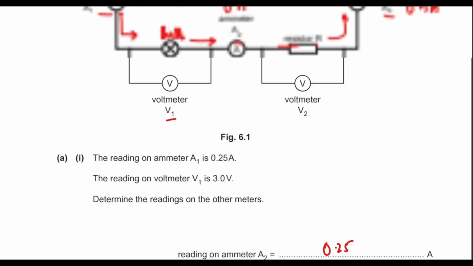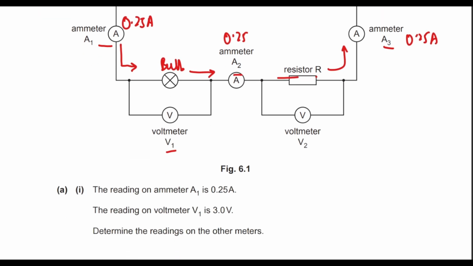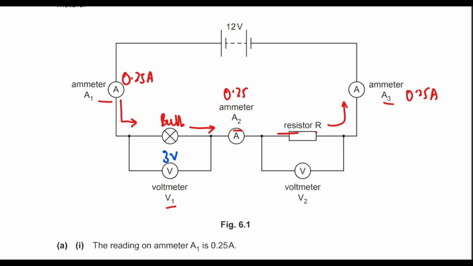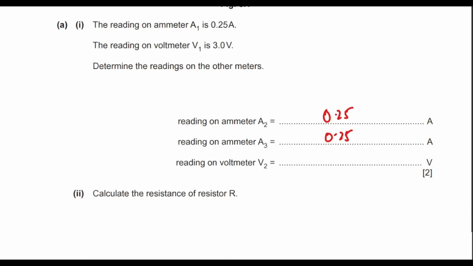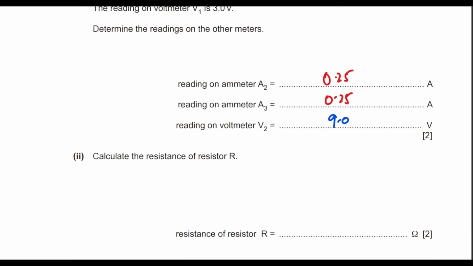Reading on V2. This is interesting. Now he says that the reading on V1 is 3 volts. Okay, fine. We understand that for a series circuit, the current remains the same throughout the circuit, but the voltage divides because voltage is energy. So 3 volts of energy has been taken by the bulb out of the 12 total. If 3 volts has been taken by the bulb, the remaining goes to the resistor, which is going to be 9 volts. A very easy question. So 9 plus 3 is 12. So this comes down to 9.0 volts.